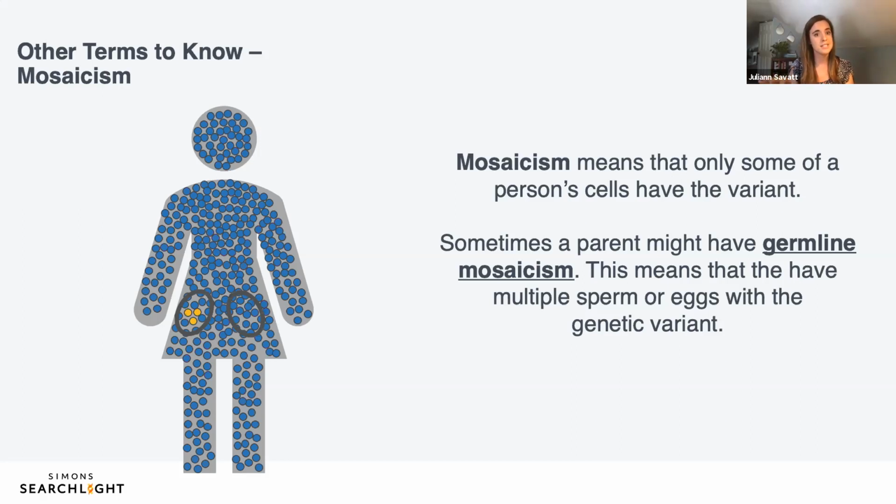If a variant is found to be de novo in a child, so we find it in a child, test mom and dad, and neither of them have it in their blood or saliva sample, we say that there's less than a 1% chance for them to have another child with that same genetic change. Again, a family might have more than one child with that genetic change because of this germline mosaicism.